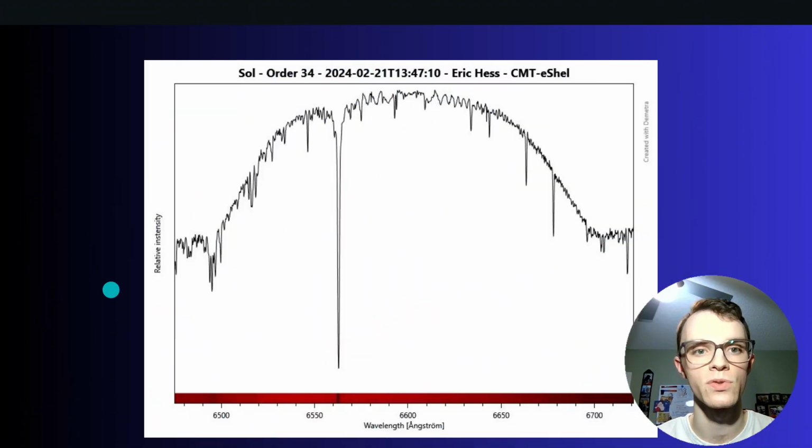What happens if you take the spectrum of an individual star? Well, you're going to get an absorption spectrum, much like this one taken by myself not too long ago, so a little casual flex there.